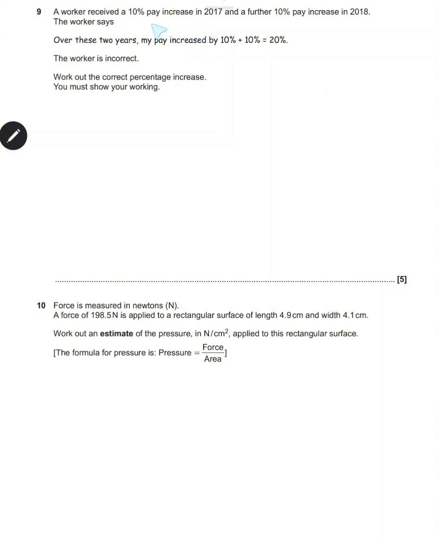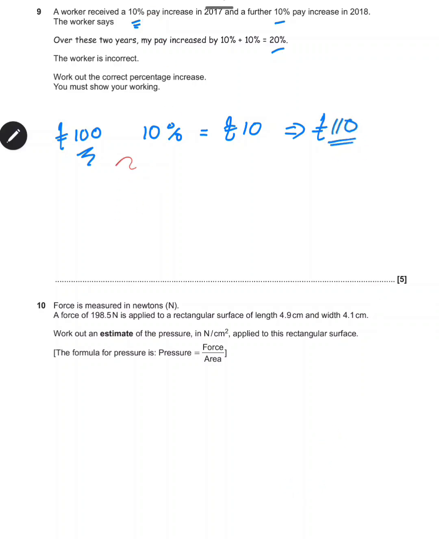Question 9, we've got a worker that gets a 10% increase and then another 10%, and he thinks that he's getting 20% altogether. This is a compound interest question dressed up. So if you've got no money to work with, always start with £100. On a percentages question, £100 is your best friend. If we find 10% of that, because we chose £100, that's nice, easy, £10. So to go up by that first 10%, we're going to do 100 add 10, which is £110. So that there is the first 10% increase.